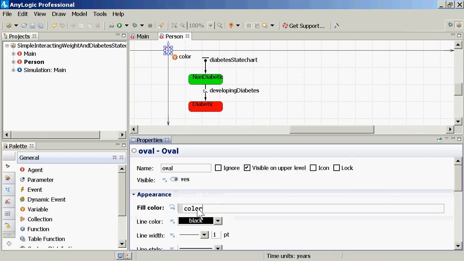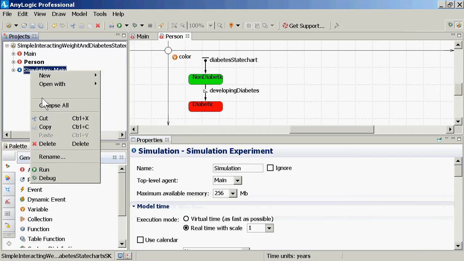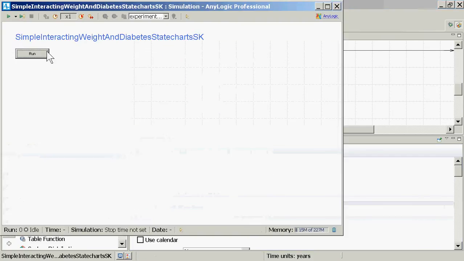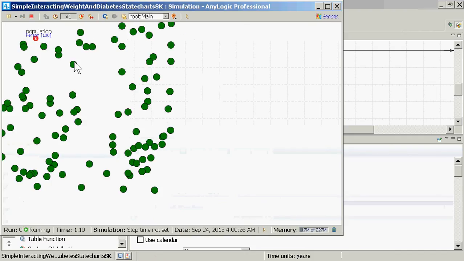Now we have the mechanisms to change the color, and we have the mechanisms to show it as the fill color of that oval. Okay, ladies and gentlemen, should we run it? Okay. So here we have people, and over time, people are becoming diabetic. Do you see that?